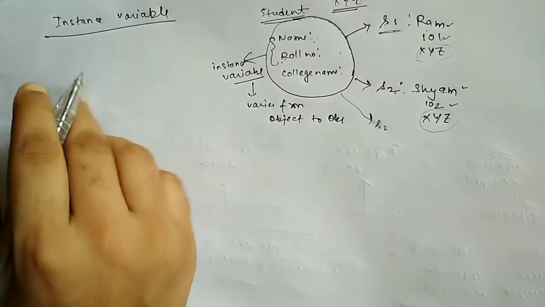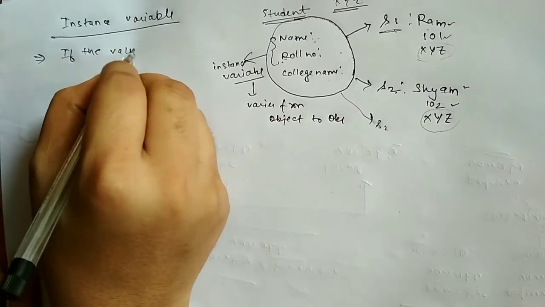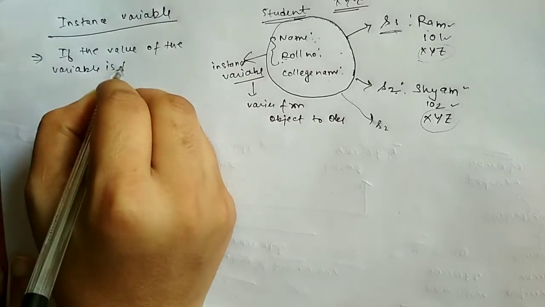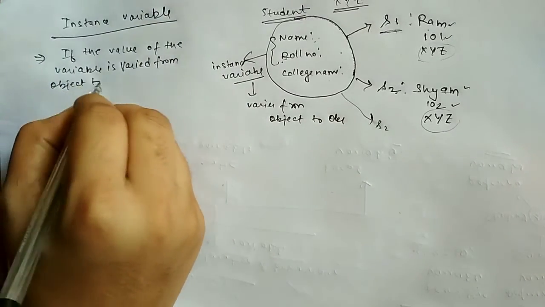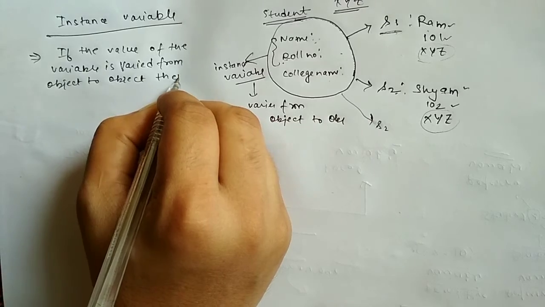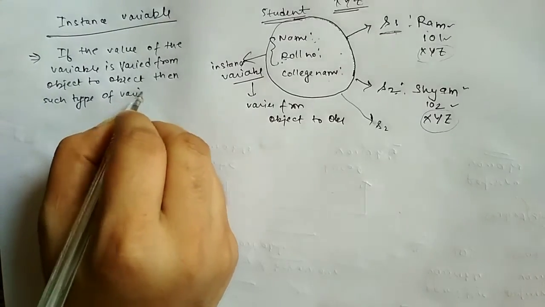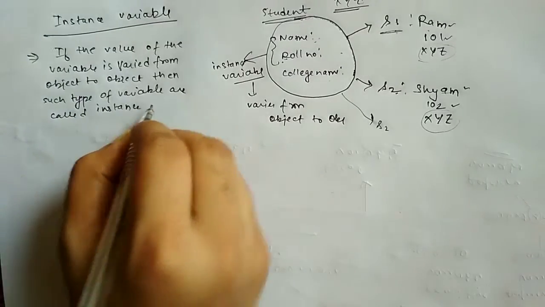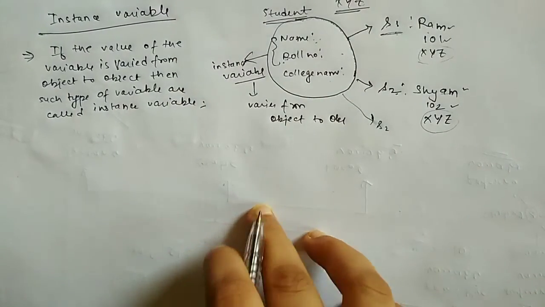So what we conclude is that if the value of a variable varies from object to object, then such types of variables are called instance variables.